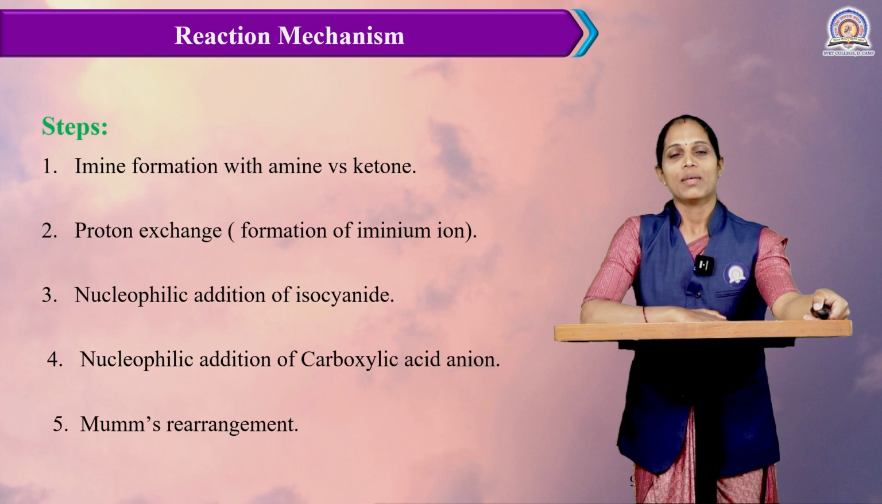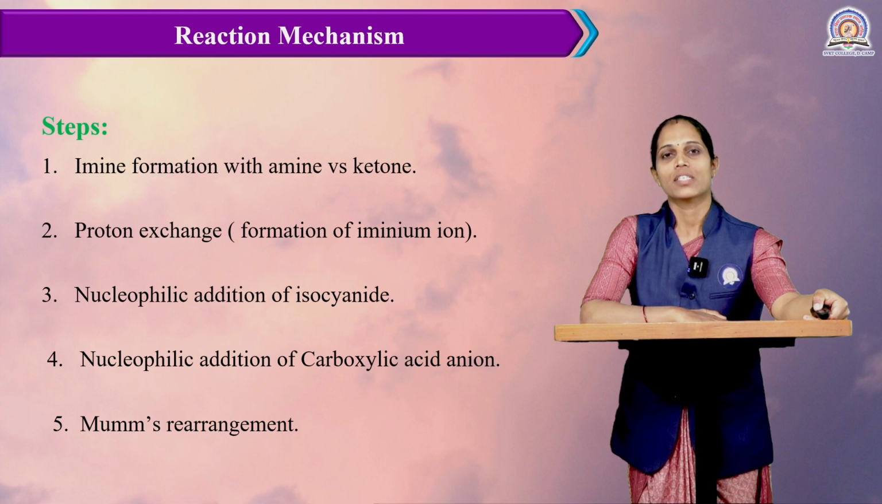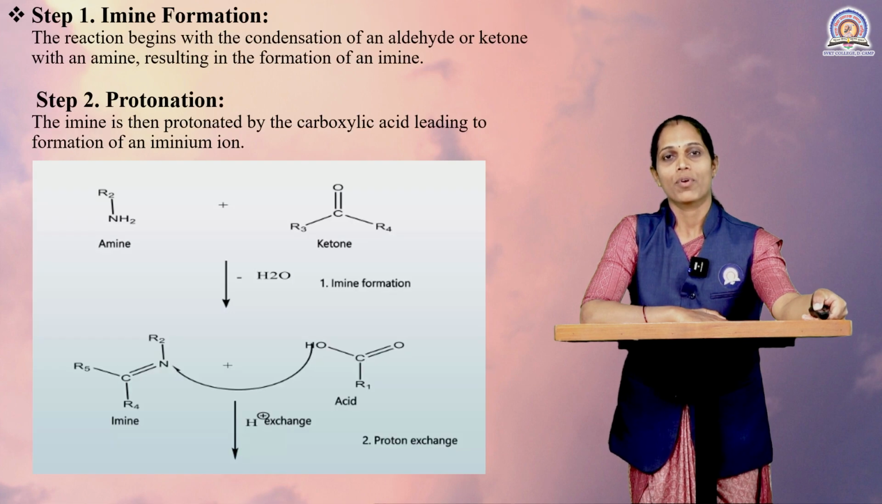First is the imine formation from amine with ketone or aldehyde. Now second step is the proton exchange, meaning the formation of the iminium ion. Third step is the nucleophilic addition of isocyanide. Fourth step is the nucleophilic addition of carboxylic acid anion, and the last step in the Ugi reaction is the Mumm rearrangement. These 5 steps combine together to form bis amide as a product.